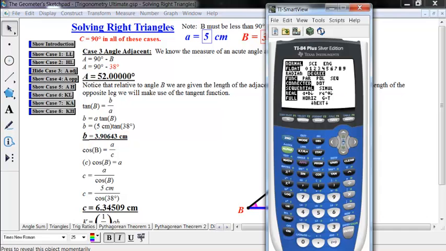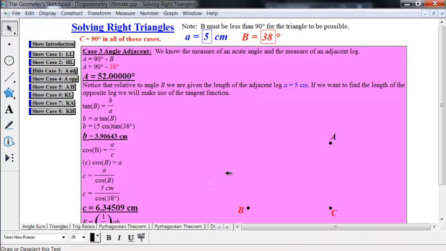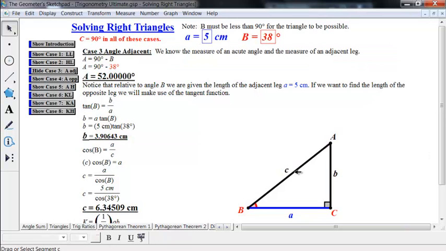First of all, check your mode. I'm in degree mode, so I don't have to type the degree symbols. So I just need 5 times the tangent of 38, and that will give me b. In fact, let me just store it as alpha B in case I need to use it again later. So b, lowercase b, will be 3.906, etc. centimeters.